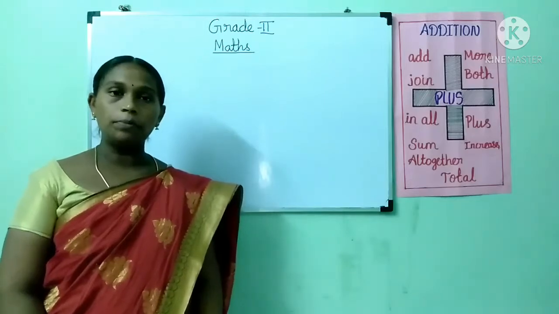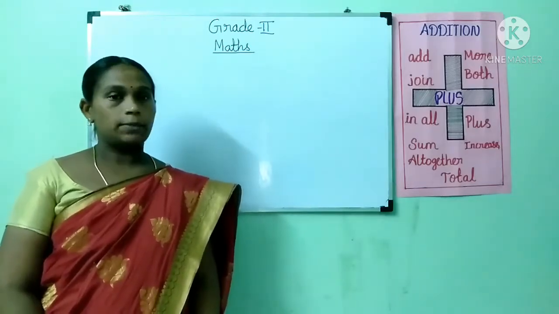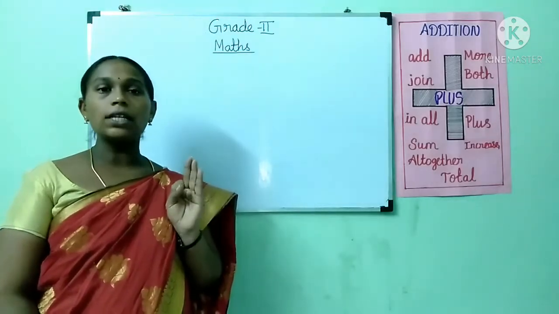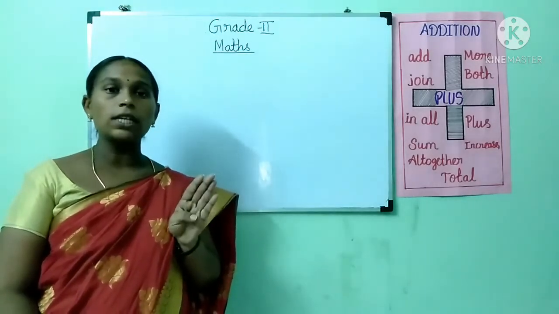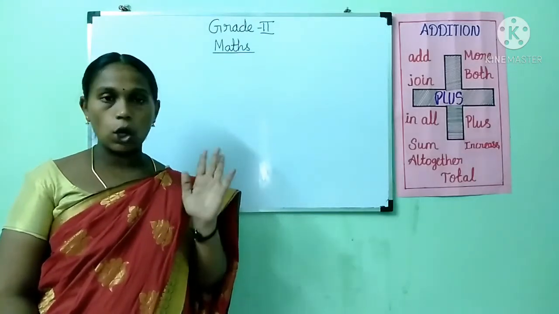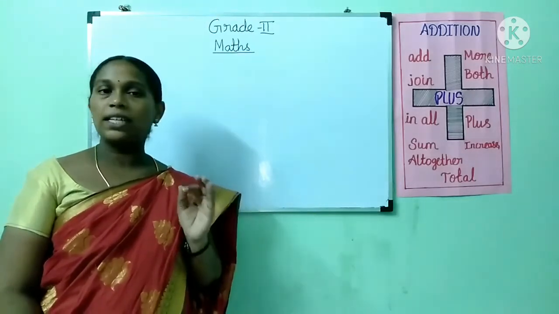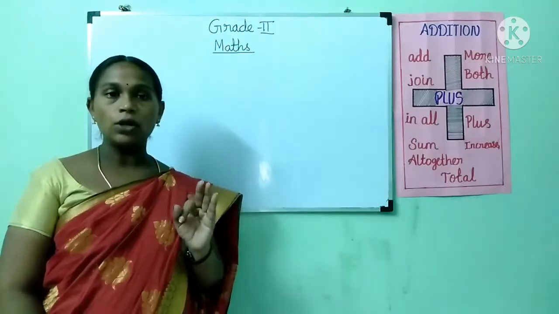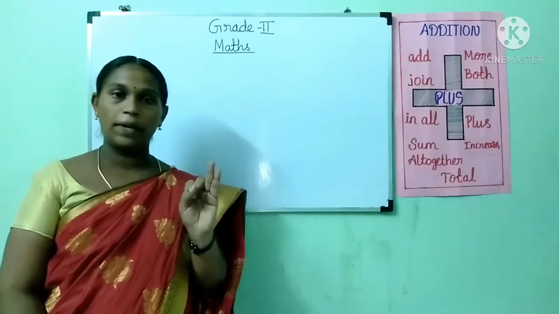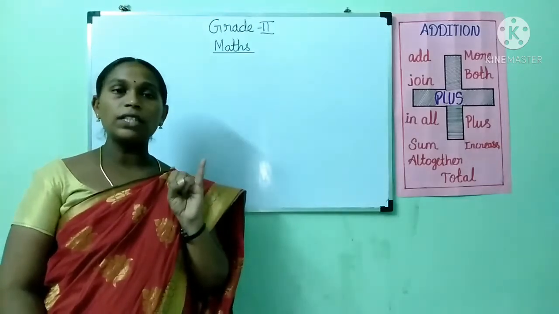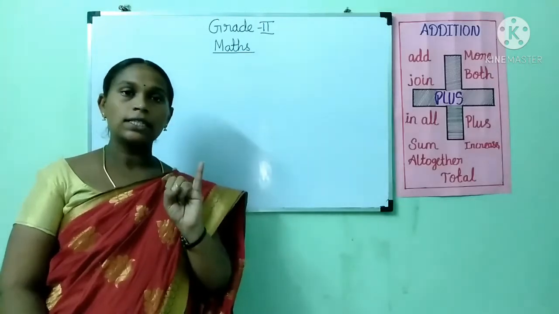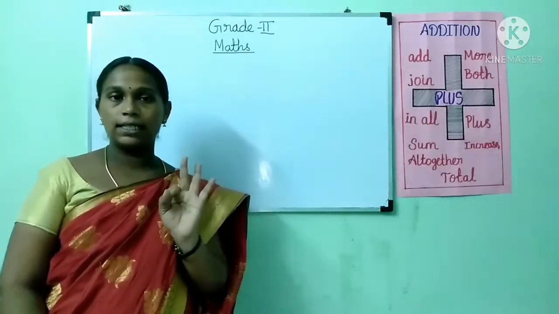What we have learnt in previous class? Yes, place value, expanded form, circle the biggest number and circle the smallest number, ascending order and descending order. Are you clear on all these topics? Okay, place values we have seen only 3 places, 2 places and 3 places. So 2 places means ones, tens only. 3 places means hundreds, tens, ones.